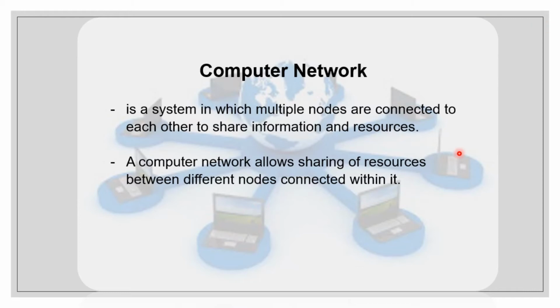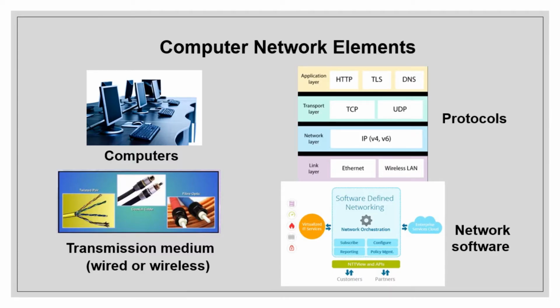So let us first define a computer network. When we say computer network, it is a system in which multiple nodes are connected to each other to share information and resources. A computer network allows sharing of resources between different nodes connecting with it. So we have different elements in our computer network. So we have the computers, the protocols, transmission medium, it could be wired or wireless, and the network software.